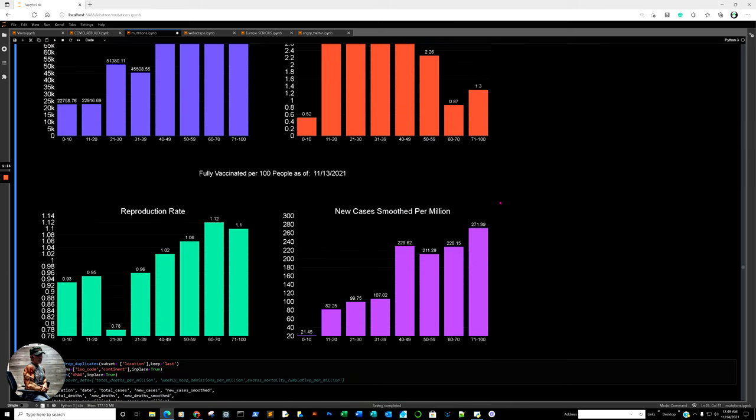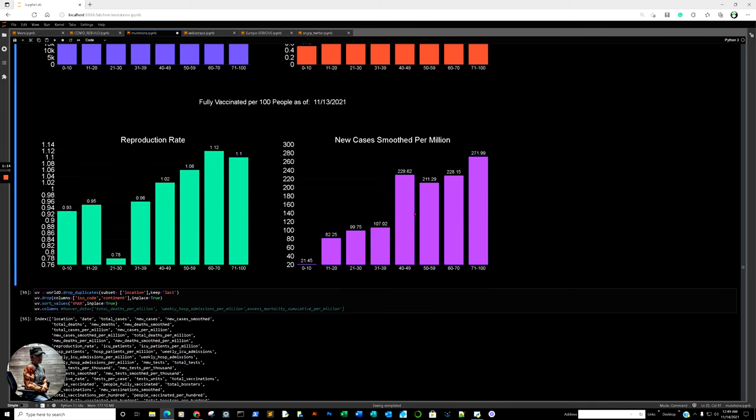There we are. New cases smooth per million. Countries which are vaccinated to a 71 to 100. Well, I hope you all are still hanging on to see that. Two, basically, countries 0 to 10. 11, it's like maybe they just don't count anymore. You know what I mean? Maybe that's the confounding factor. But for those most vaccinated, have the most cases per million.